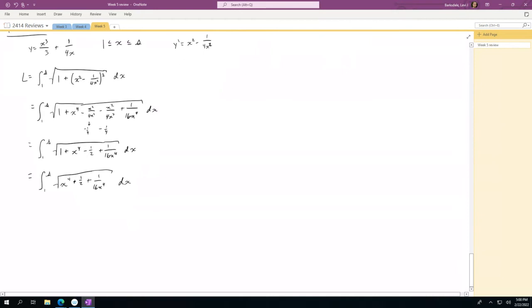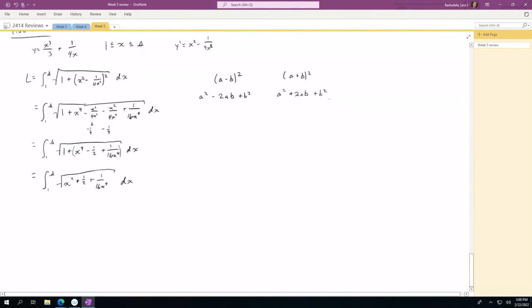Now, several of you have probably already seen this trick, but basically what you'll notice is this term is a perfect square. Now, if we have something of the form a minus b and we square it, this gets us a squared minus 2ab plus b squared. And if we have something instead of the form a plus b squared, this gets us a squared plus 2ab plus b squared. Now, the only difference between these two things is the sign on the 2ab term.